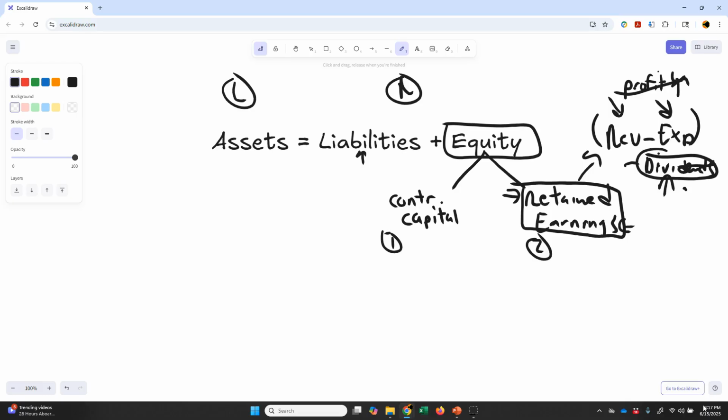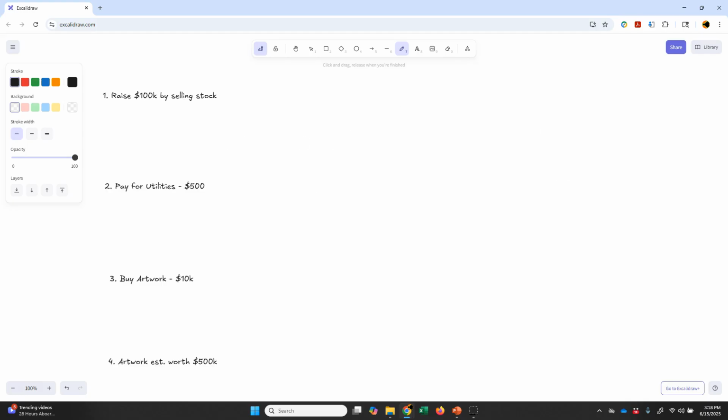There's two branches of equity: how much the owners have contributed, and this is again in the form of common stock, and the retained earnings is once the business is running, how much profit has it generated and kept in the business. Okay, so now let's look at some transactions and see how this accounting equation balance changes.